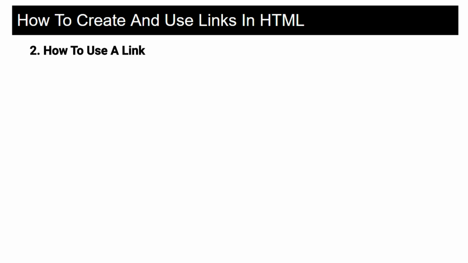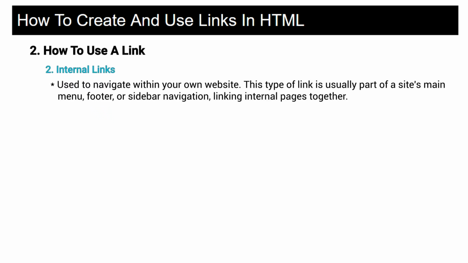Now let's move on to the second link type, and that is internal links. Internal links are used to navigate within your own website. This type of link is usually part of a site's main menu, footer, or sidebar navigation, linking internal pages together.